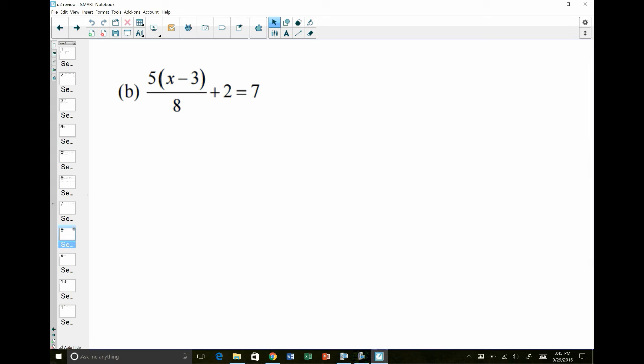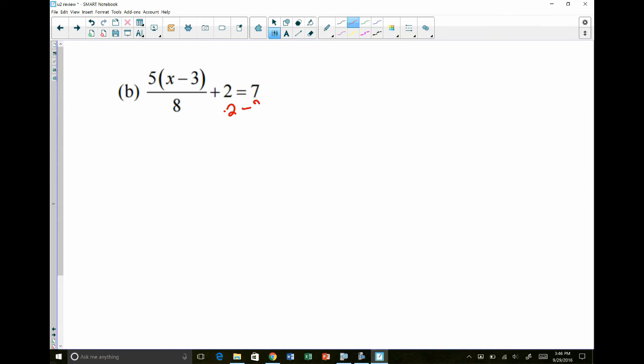This next set of questions comes from page 73 in your book. This is questions 2b, C, D, and E. You should know how to solve all of the equations on this page, but if you can solve these 3, chances are you can solve the other ones. So, looking at letter B here, I have 5 times x minus 3 over 8 plus 2 equals 7. Some of you might be tempted to multiply by 8, and you can, but you would have to multiply every term by 8, and you're going to make a mistake. So, the first thing that we should do is get rid of that 2 and subtract that 2 over.